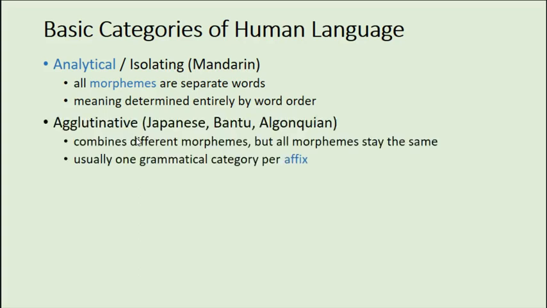And then there's agglutinative languages. I'm not going to spend too much time on this, but agglutinative languages combine different morphemes, but all the morphemes stay the same. And there's usually only one grammatical category per affix. So what that means is that if I have a place to attach a morpheme after a morpheme for walk, then the position right after it will always be for tense. The position right after that will always be for mood, and so on and so forth. But don't worry about this too much.